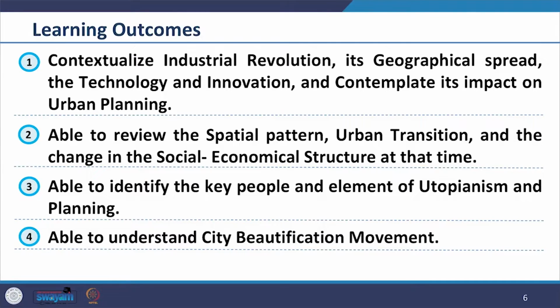After completion of the session, you should be able to critically contextualize the Industrial Revolution, its geographical spread, the technology and innovation, and you should be able to contemplate its impact on urban planning. Likewise, you should be able to review the spatial pattern, how the distribution of the cities was, and how the land uses were changing. You should be able to see the urban transition, and the changes in the socio-economic structure that were happening at that time. You should be able to identify the key people and elements of utopianism and planning and the city beautification movement.